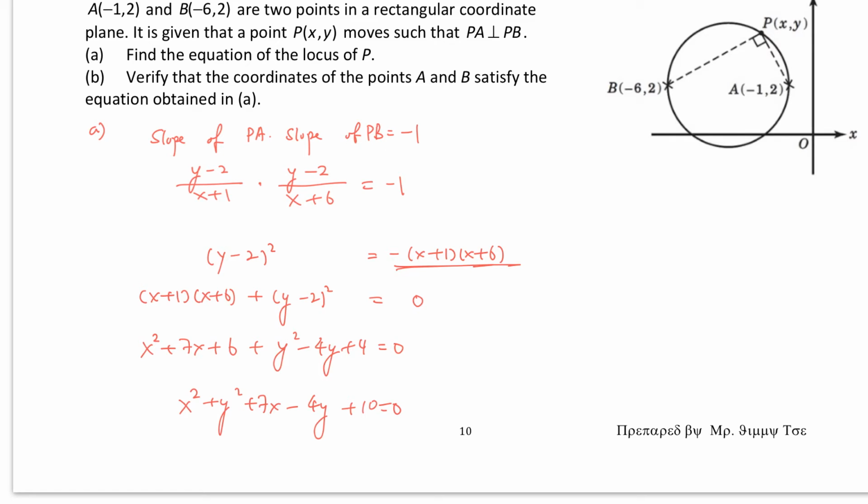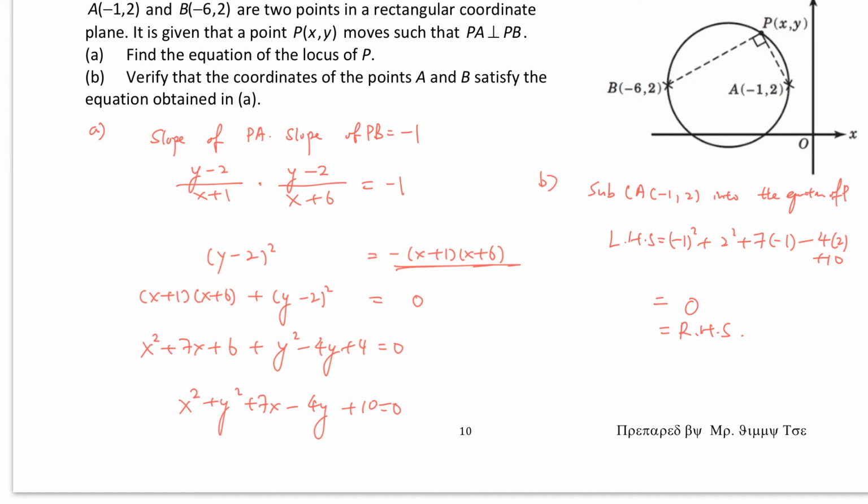Part B. Verify that the coordinates of point A and point B satisfy the equation obtained in A. Okay, how? Substitute point A, (-1, 2), into the equation of locus, the equation of P. Left hand side: (-1) squared plus 2 squared plus 7 times -1 minus 4 times 2 plus 10. Simplify it, this is equal to 0. It's equal to the right hand side.